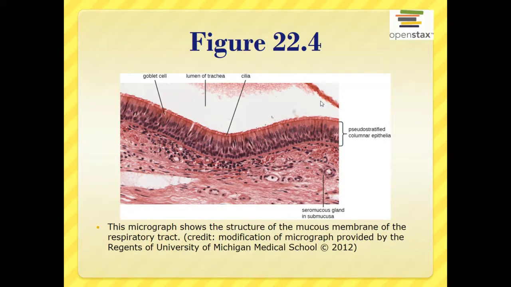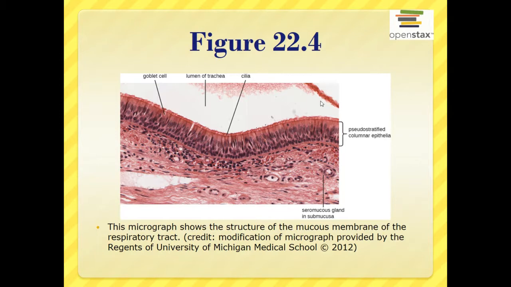This mucus, of course, is sticky, helps to trap dust and other particles and pathogens, and really tries to prevent them from getting down any lower down into the lungs. You'll also see cilia.